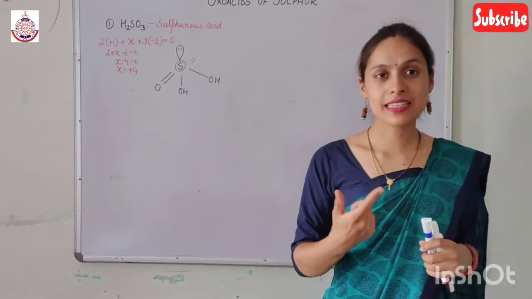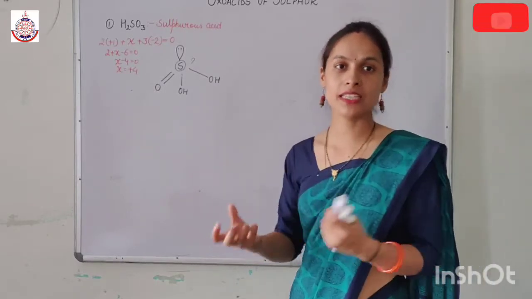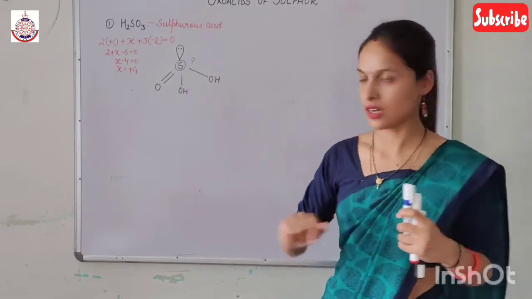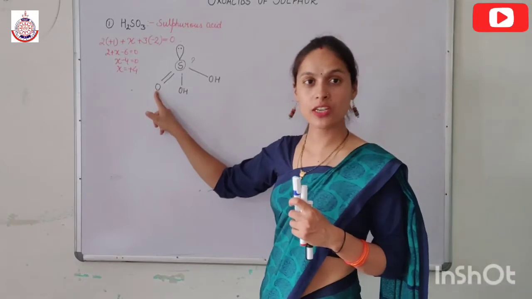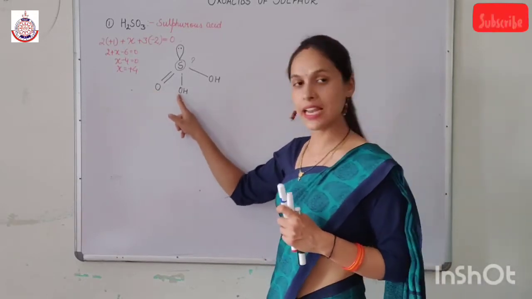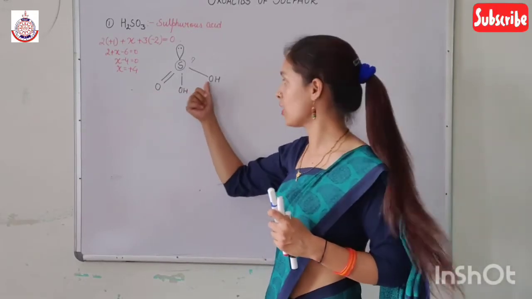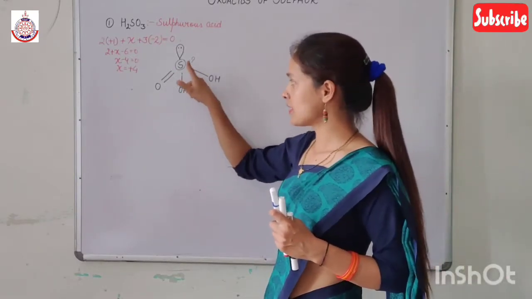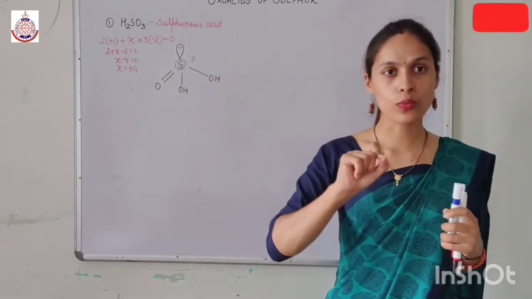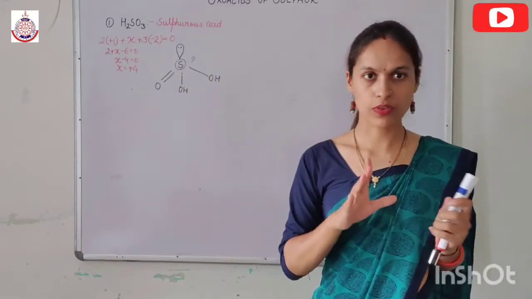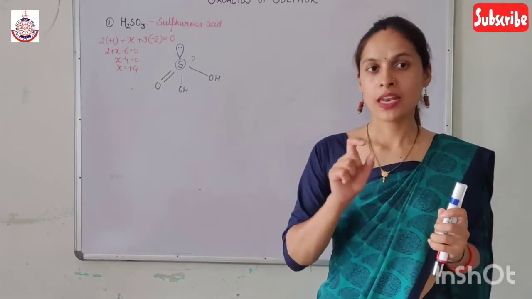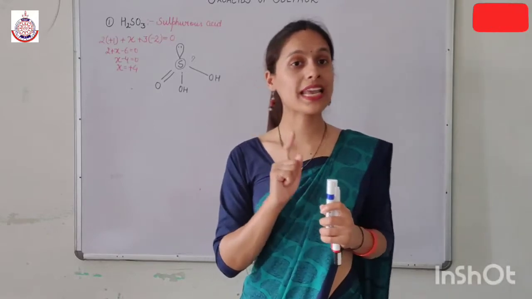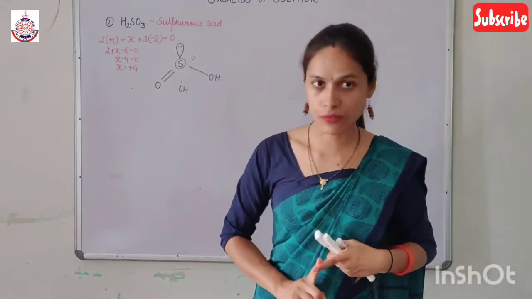Next I'll see with which element these electrons are shared. Here the electrons are shared with oxygen, here also with oxygen, and here also with oxygen. This means in all 4 bonds, sulfur has shared its electrons with oxygen. Now we know that oxygen is more electronegative as compared to sulfur.